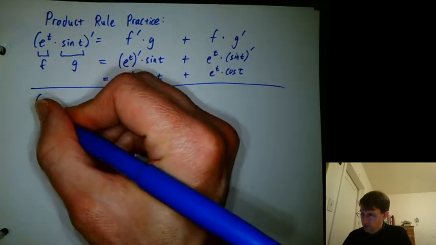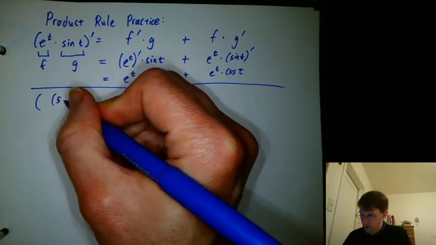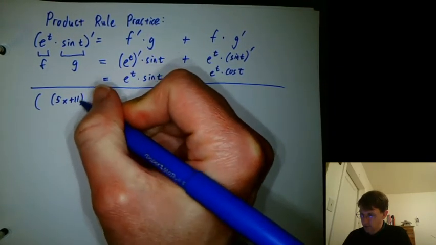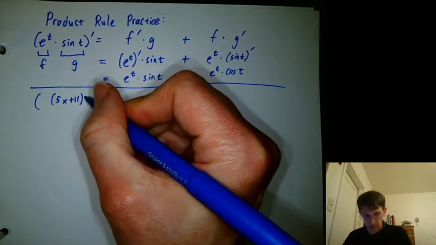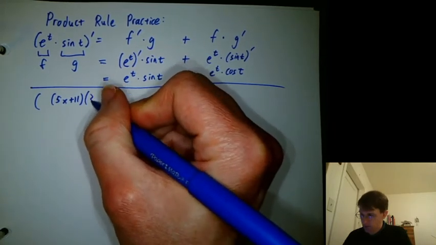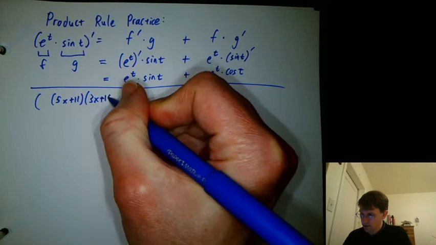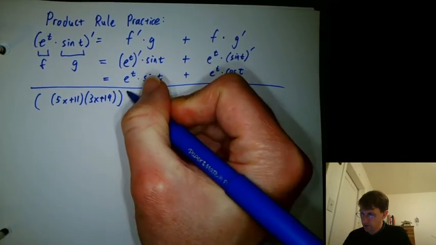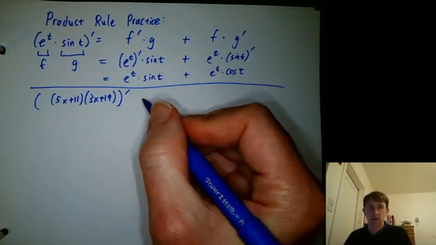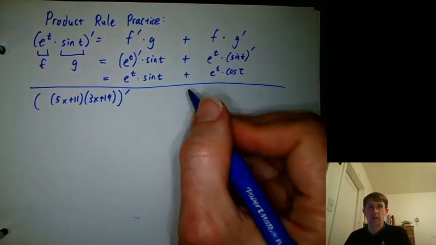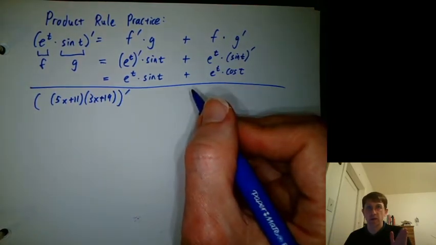Let's try it on another one. This one gets a little trickier. 5x plus 11 times 3x plus 19. All of that derivative. So go ahead and write it out and practice it. Pause the video, do that.